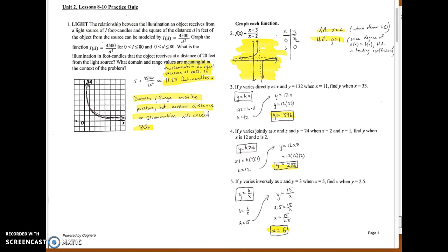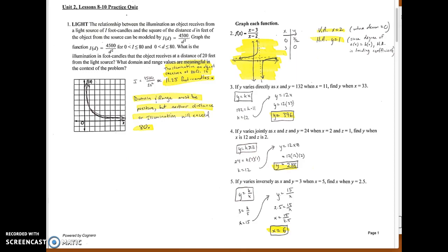Graph the function I of d equals 4500 divided by d squared for I between 0 and 80 and d between 0 and 80. So that's the first thing we have to do, is to graph this function. And then the second thing says, what is the illumination in foot candles that an object receives at a distance of 20 feet from the light source? And then what domain and range values are meaningful in the context of the problem?